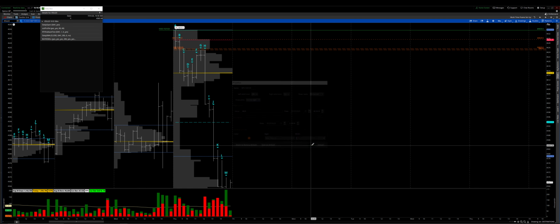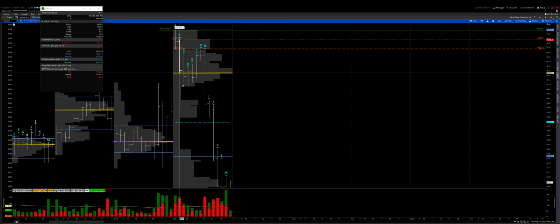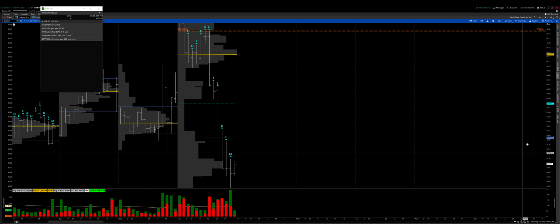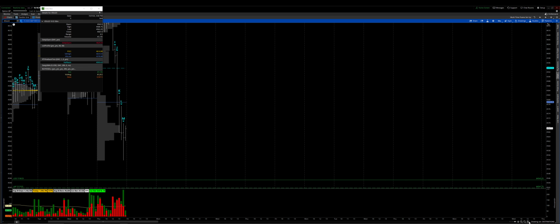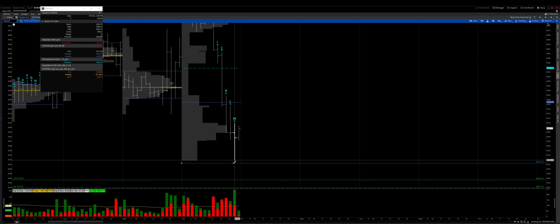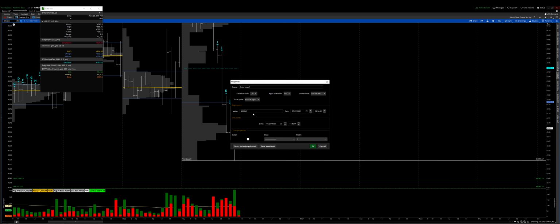Readjust that. All right. Now I'm going to work from the bottom up, just so it makes more sense. So we have today's low here at 33.75.